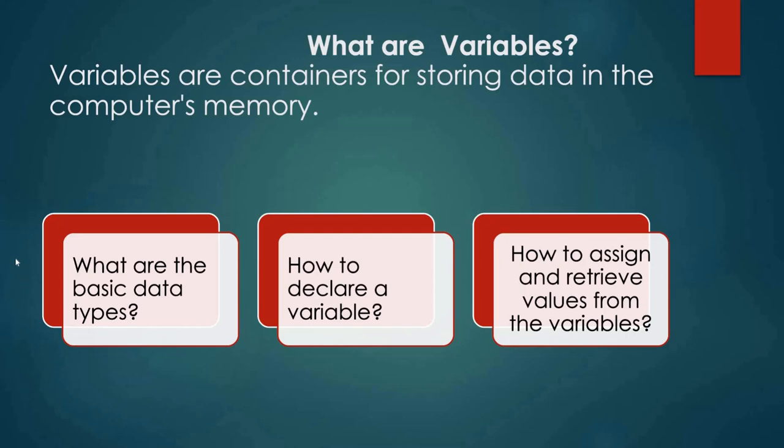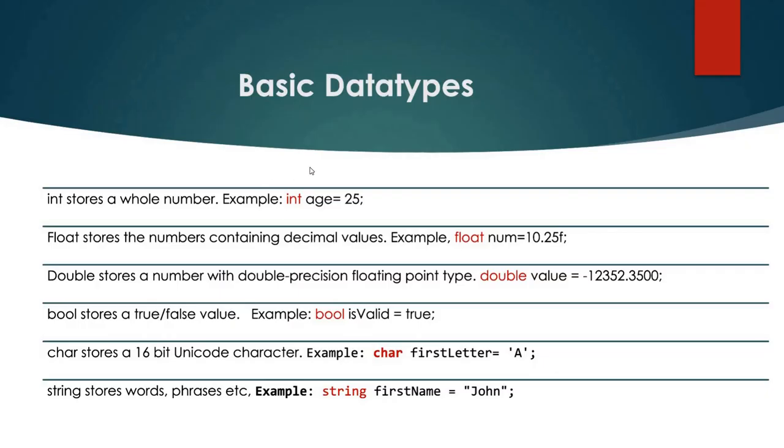Now when do we use variables? When we want to temporarily store a value in that memory address or whenever we want to retrieve the value that is stored in the memory address, we need variables. Now here we'll see what are the basic data types, how to declare and initialize variables and retrieve the values from the variables.